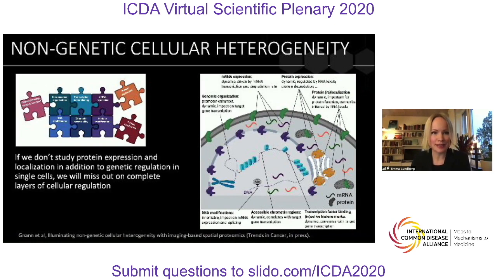But I guess what I want to say here is that if we want to understand cellular phenotypes, it's important to complement genetic measurements with protein spatial measurements in order to get a complete picture of heterogeneity and not miss out on entire layers of cellular regulation, such as post-translational regulation.